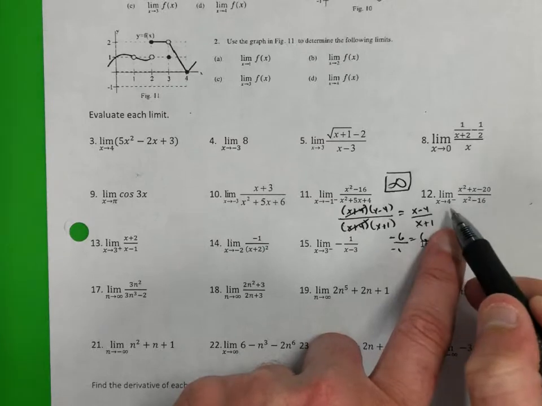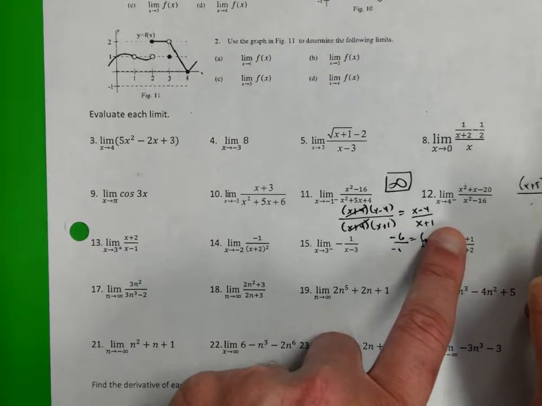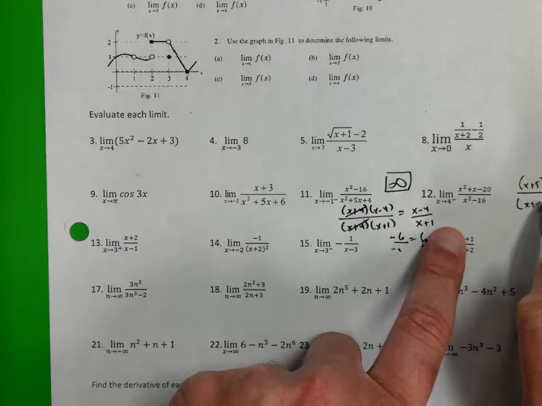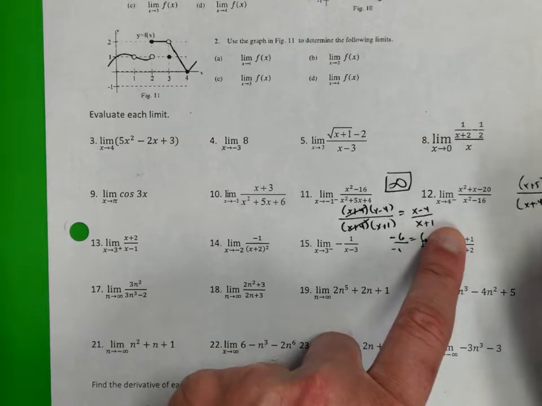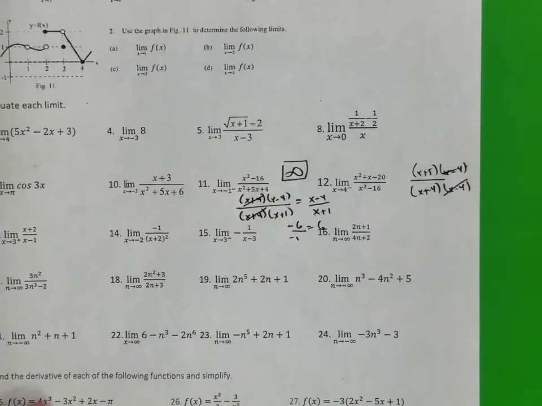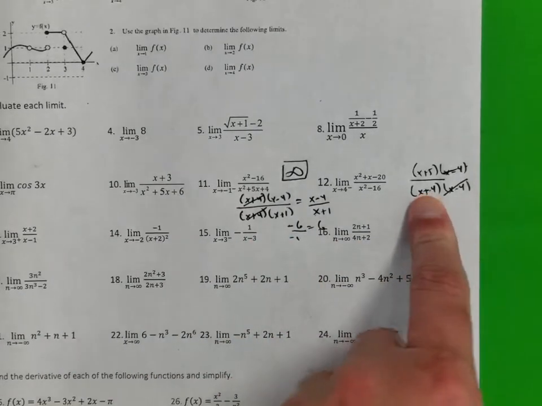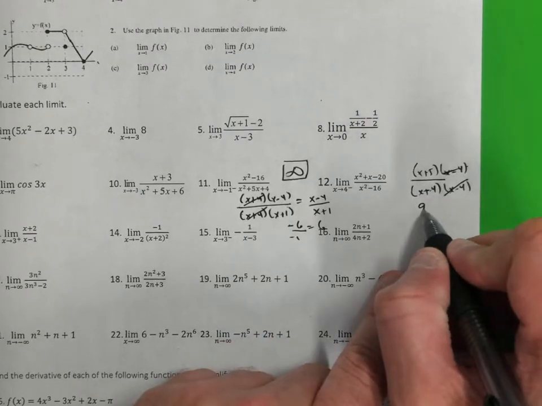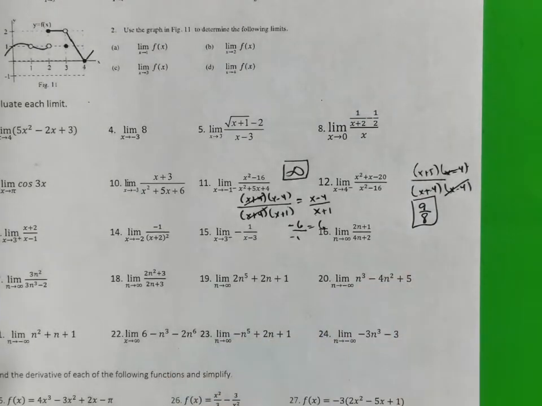Alright. On this one, I'm going to plug 4 in. I get 0 in the denominator. So I'm going to factor it. Once I factor that and cancel this out, then I try direct substitution again. I plug 4 into what's there. I don't get 0 in the denominator anymore, so I can do direct substitution. 4 plus 5 is 9. 4 plus 4 is 8, so my answer is 9/8.